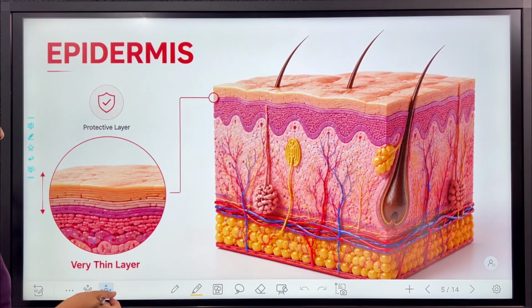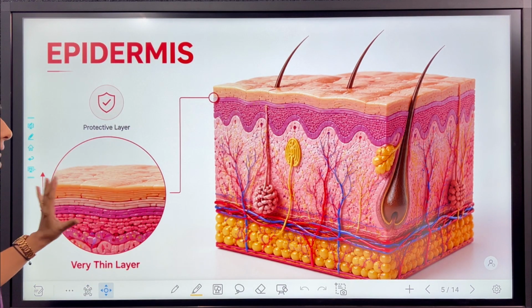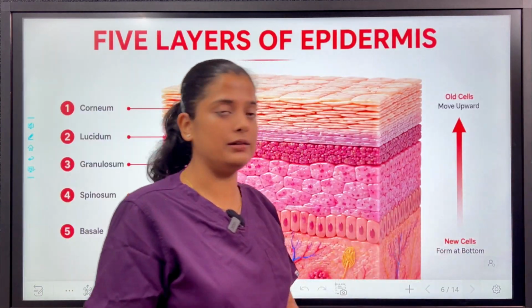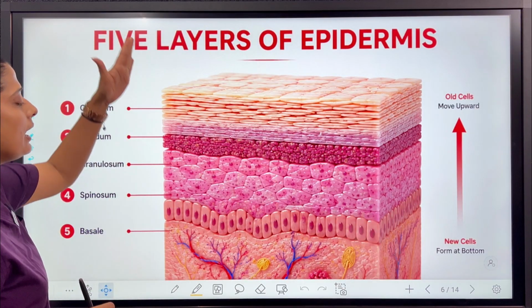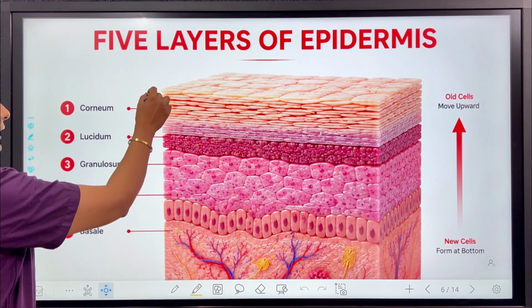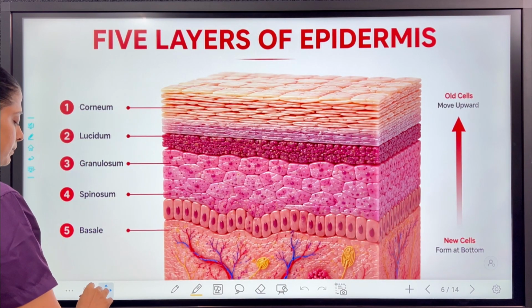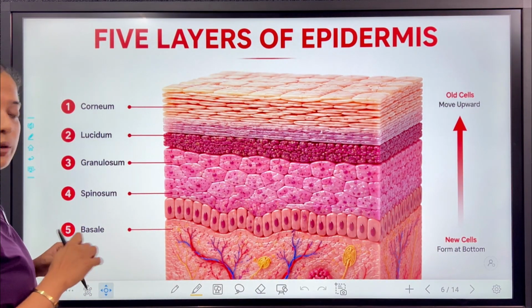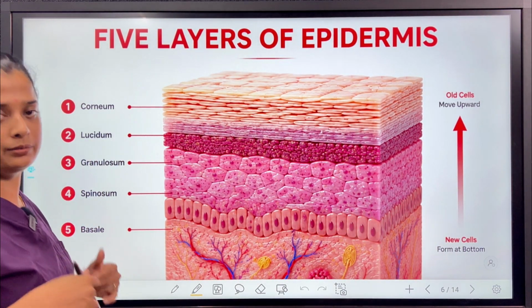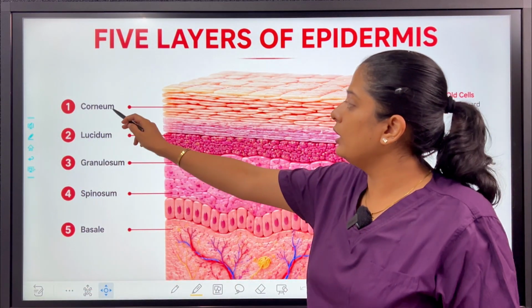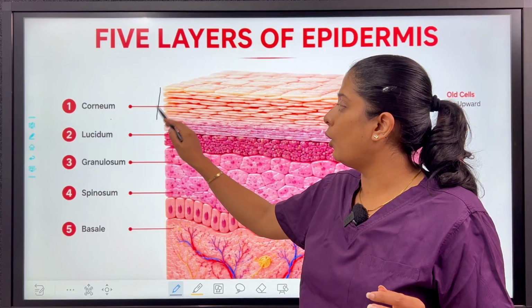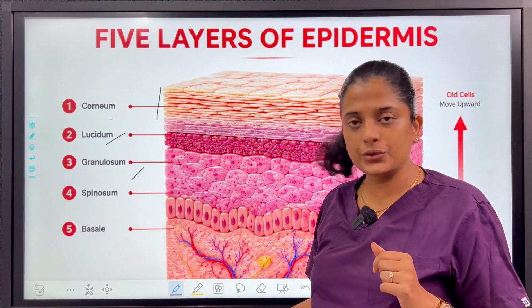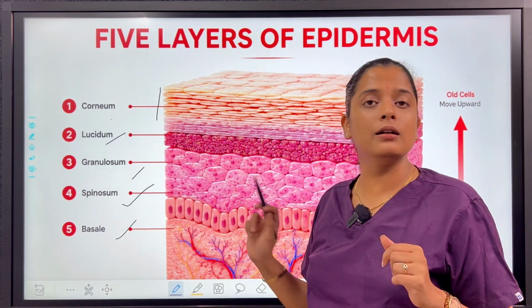Now, you need to understand that this epidermis is again divided into 5 layers. Yes, this thin layer is divided into these 5 layers. Can you see it over here? If you look over here, it is divided into these 5 layers. If we name them, number 1 is the corneum layer, or we call it dead skin. Then we get the lucidum layer. Then we have granulosum, spinosum, and basal.